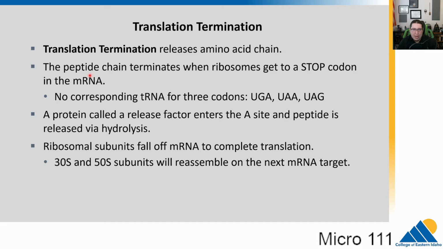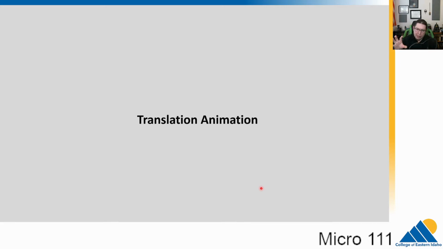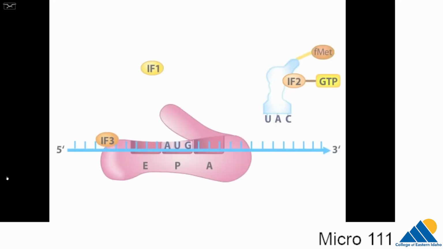This is called termination, and that's where the stop codon causes all of this to release, everything falls apart, and they can go find their next target. I think this is going to make a lot more sense in motion, so let's watch the animation.